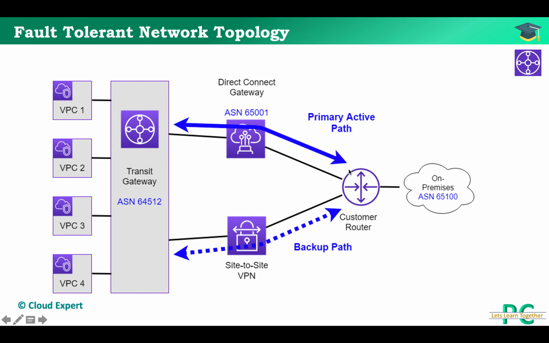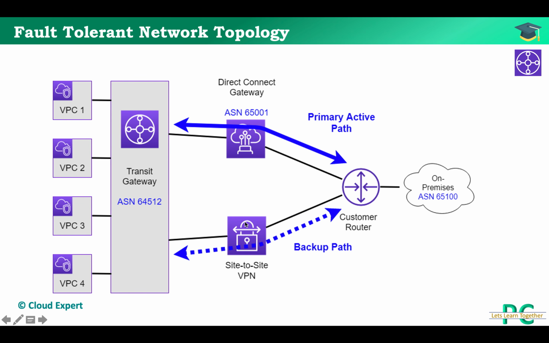In any case, if your direct connect went down, your VPN connection will work as a temporary solution or as a high availability option. Now, without the transit gateway, what you have to do? You have to set up different network components for direct connect and for site-to-site VPN. Now, AWS Transit Gateway supports both direct connect and site-to-site VPN.